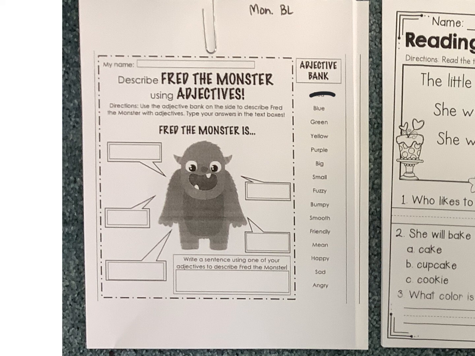So red. I'm going to say that Fred is red. All right, and then you're going to fill in the rest of that. Now at the bottom it says to write a sentence using one of your adjectives to describe Fred. So I am going to put Fred is red as my sentence.